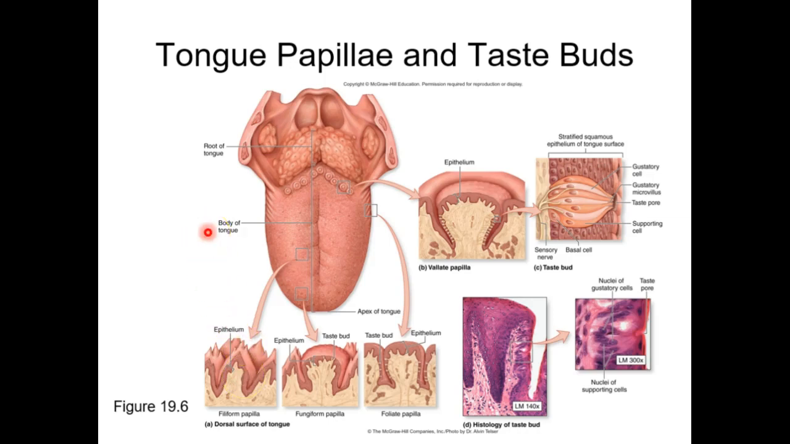One thing I want to say is the taste map is a lie. It's a complete and utter lie. It's a myth. There's no, oh, the tip of your tongue is for sweet and the back of your tongue is for sour. That's a complete and utter myth.